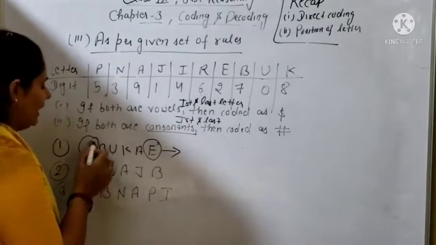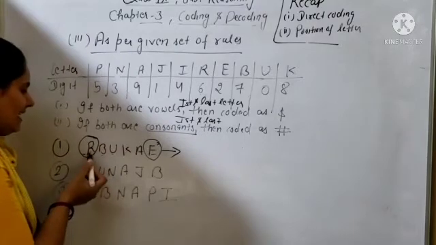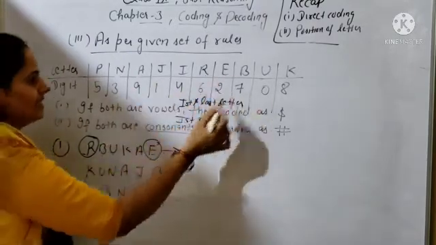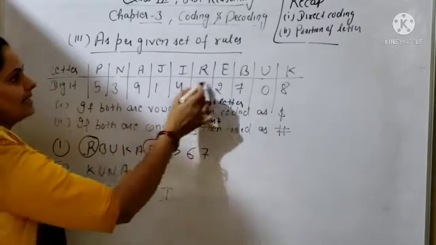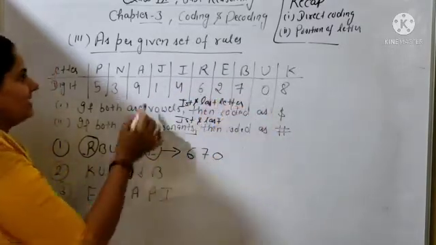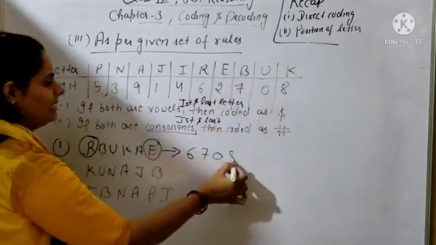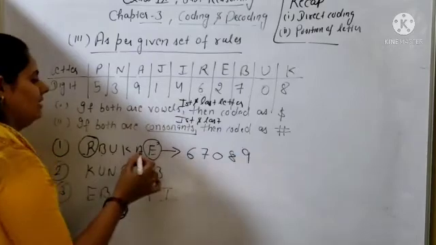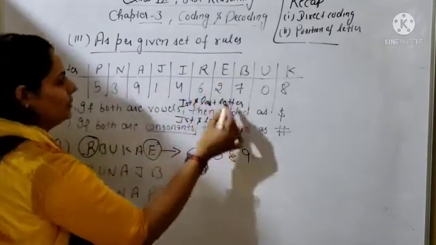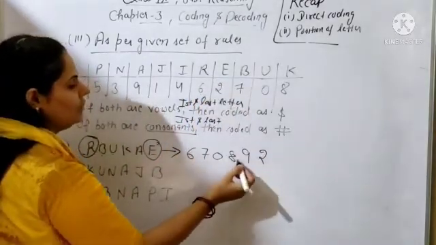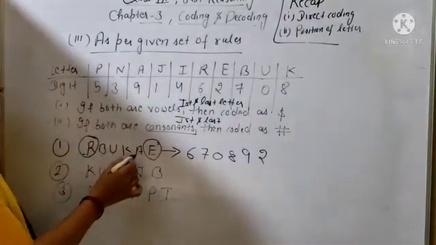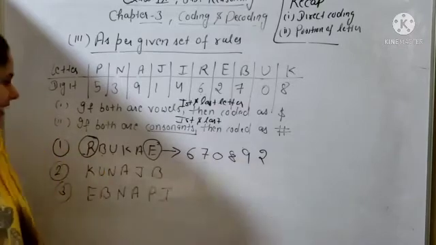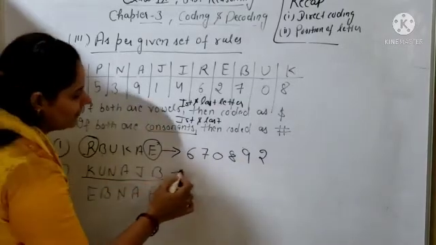Simply you can write the letters. What is the representation of the letters? R is represented by the digit 6, B is represented by 7, U by 0, K by 8, A by 9, and E by 2. So 6, 7, 0, 8, 9, 2. At the place of R, B, U, K, A, E, what will be the answer? It will be 6, 7, 0, 8, 9, 2. Clear?